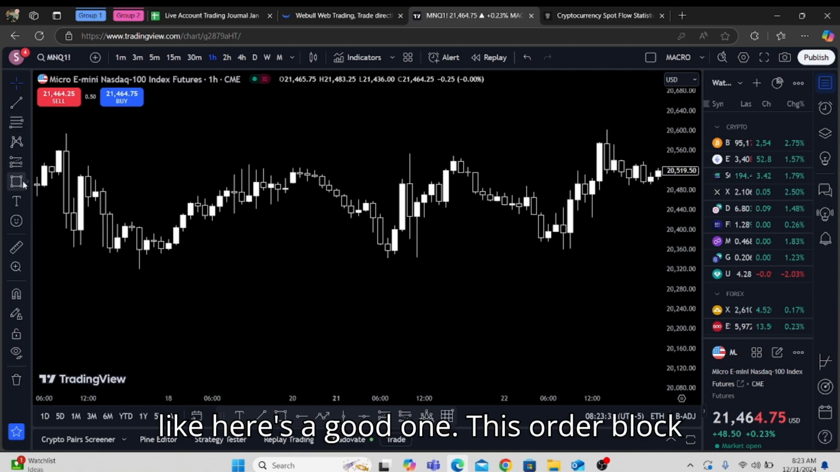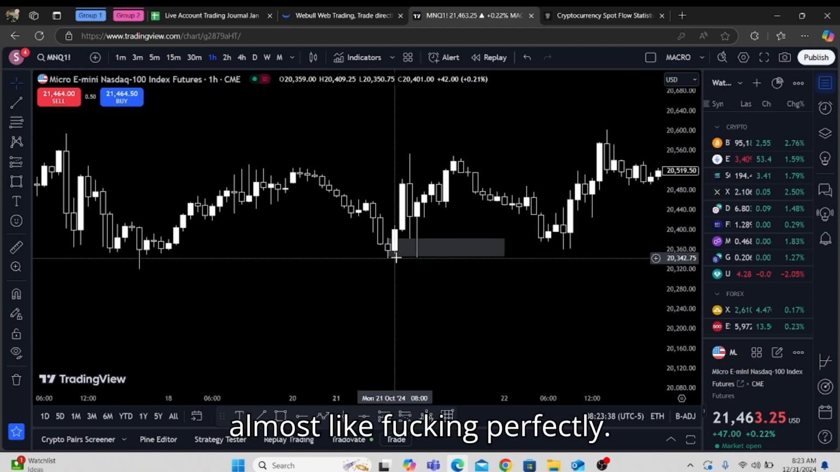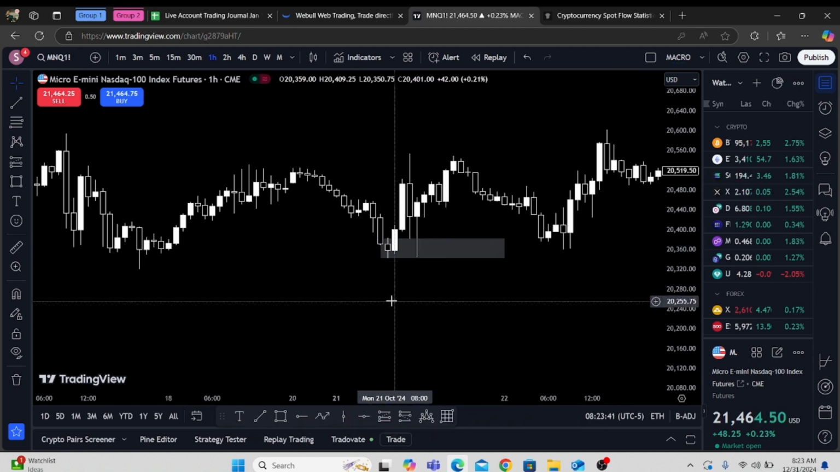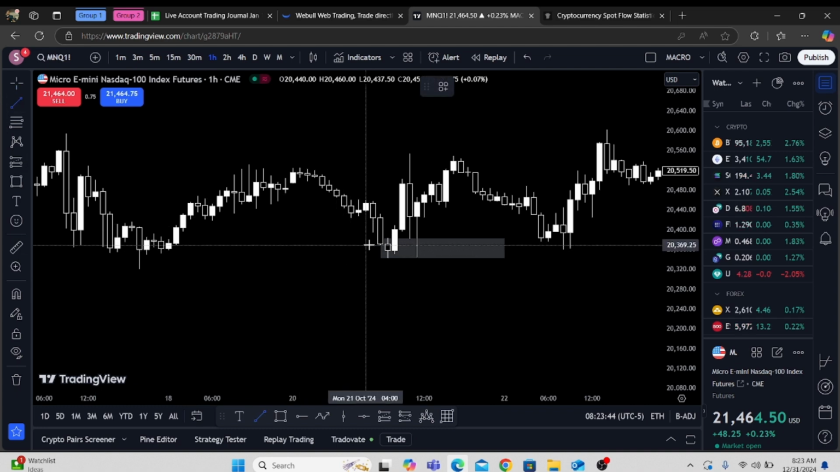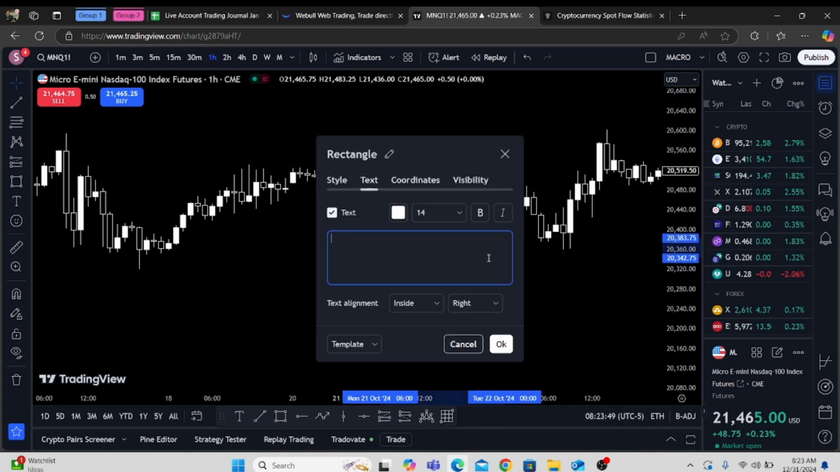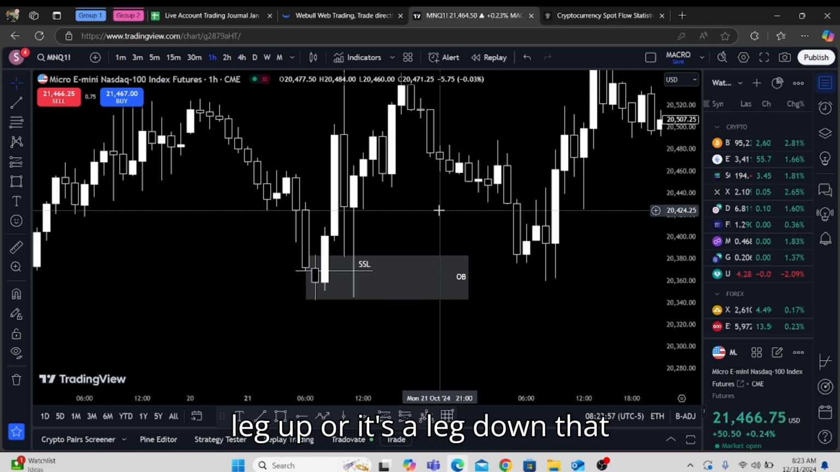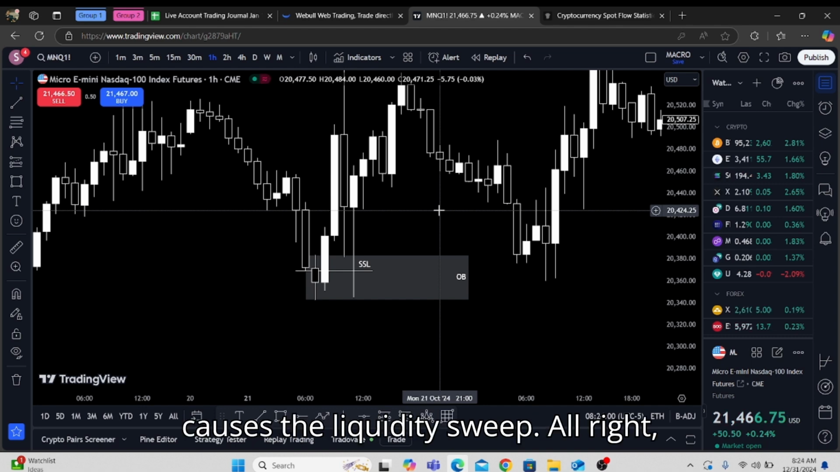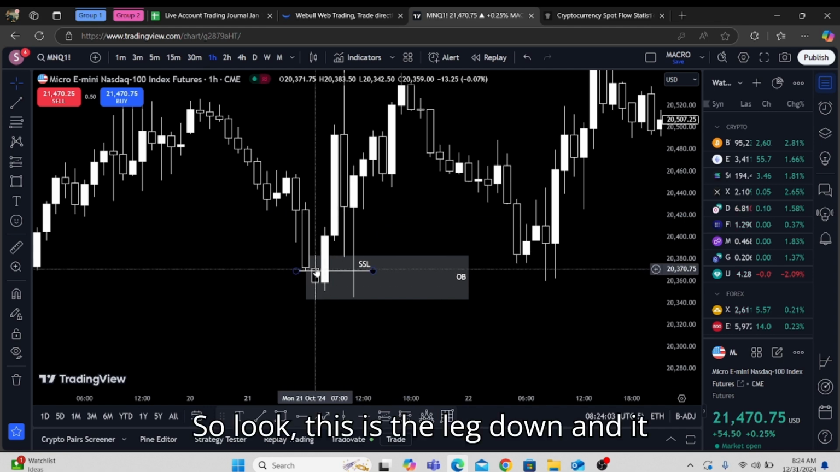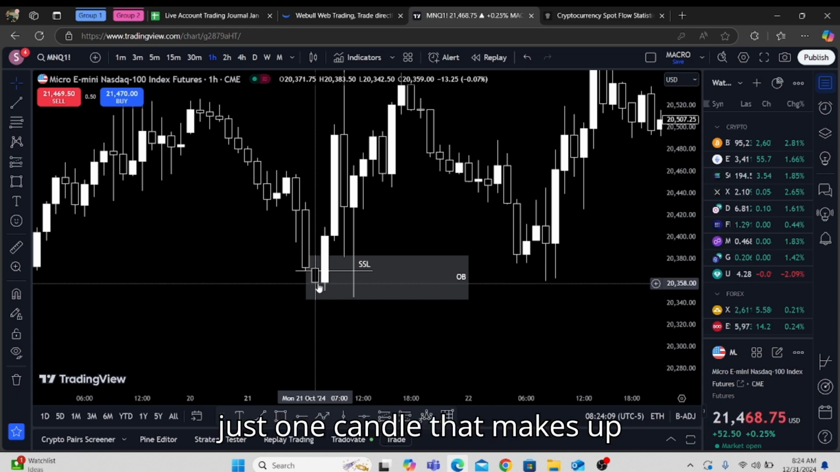Like this, here's a good one. This order block got touched into very well, almost perfectly. So do you guys understand what we're trying to look for? It's just a leg up or a leg down that causes the liquidity sweep. So look, this is the leg down, and it caused that liquidity sweep. So it's just one candle that makes up the liquidity sweep.